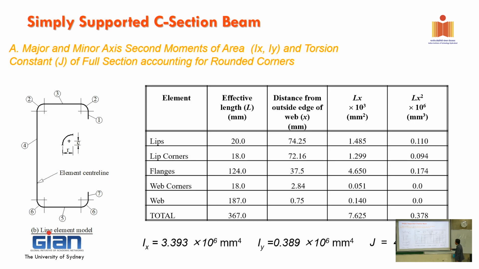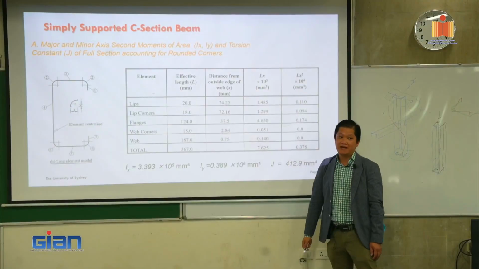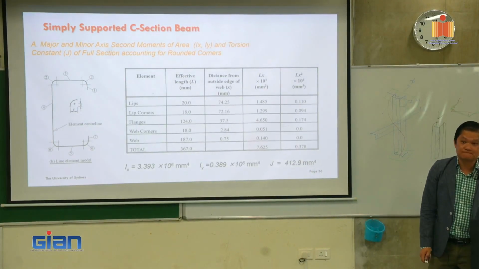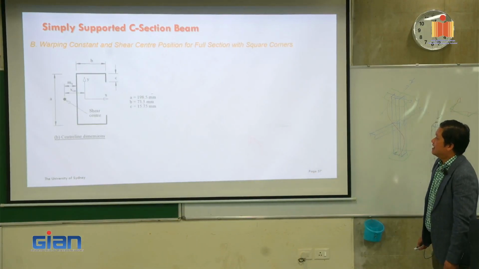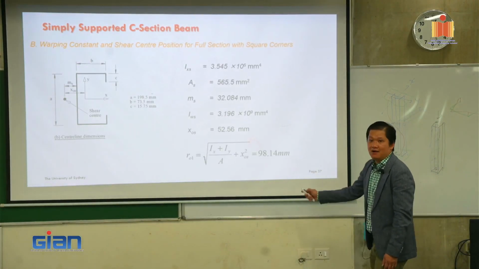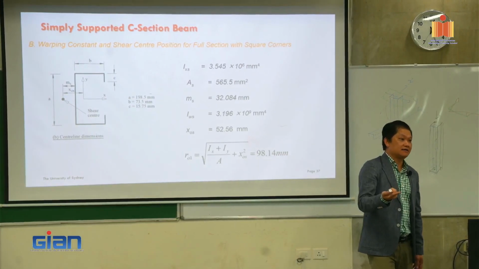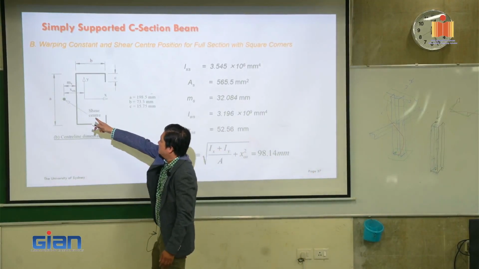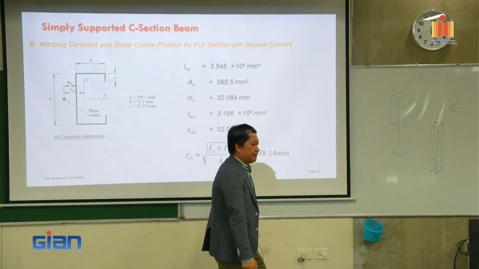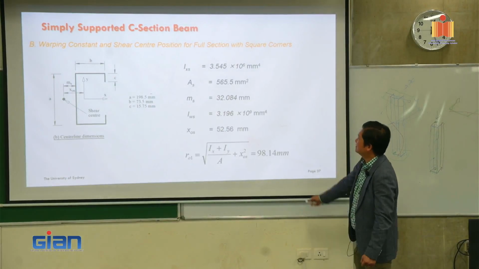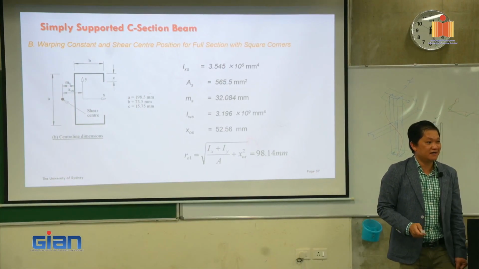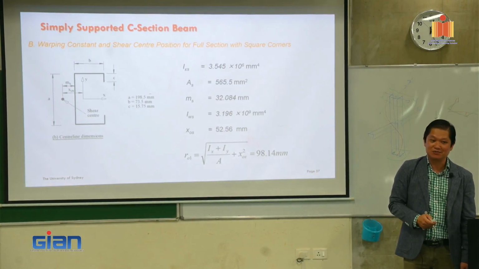So exactly the same, you can calculate IX and IY, second moment of area, and this is J, the torsional constant. All right. Then this is the one I'm talking about. We have to idealize the section. It's a square one. Then we can calculate the location of shear center and the centroid. That is just all the calculation, and you can do it in the tutorial time if you wish.